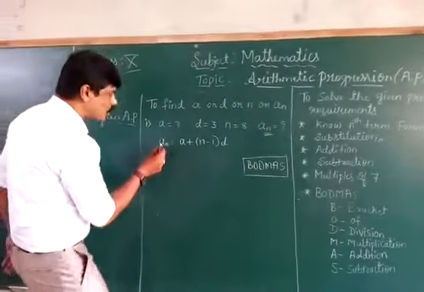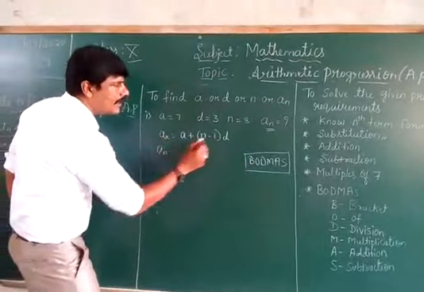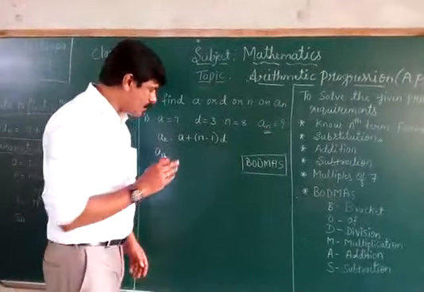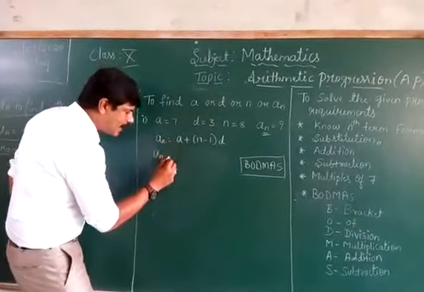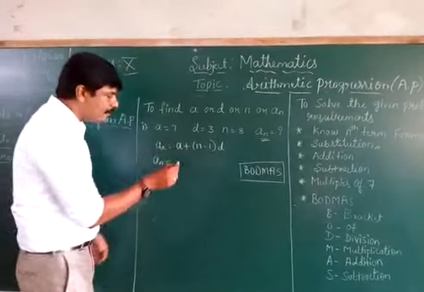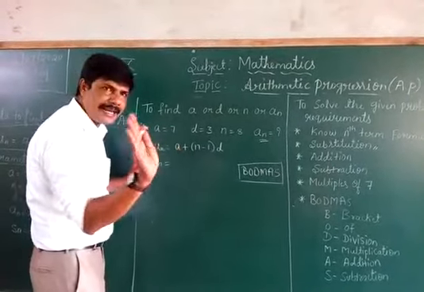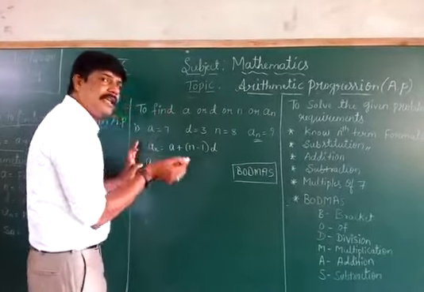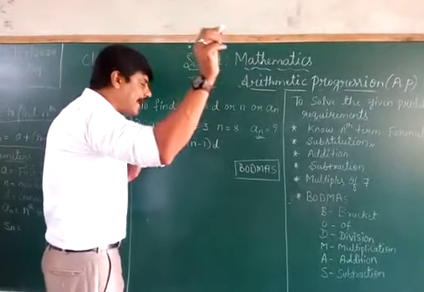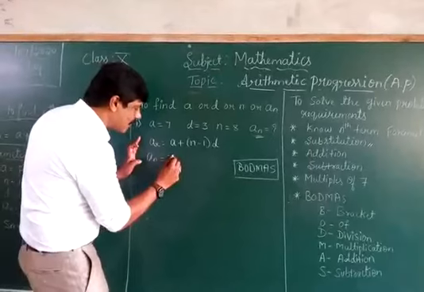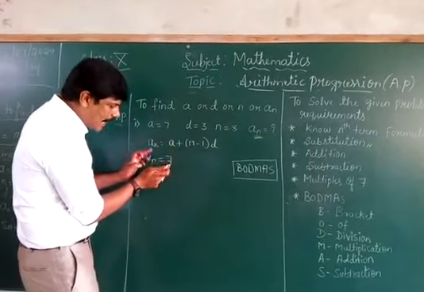Now let me substitute. What is AN? AN I don't know. I need to find it, so I will keep it as it is. Then equals, write it down as it is. Then what is A? A is nothing but 7. So I will not write A. I will substitute. What is the value for A? 7. In place of A, I have written 7.